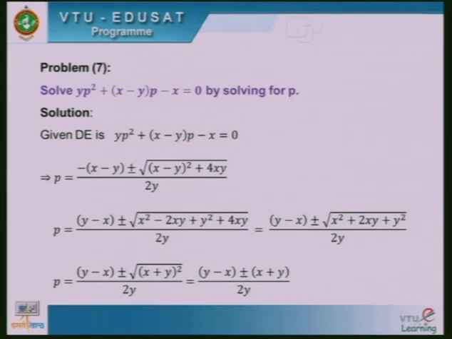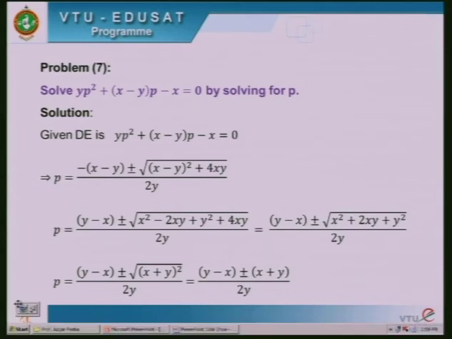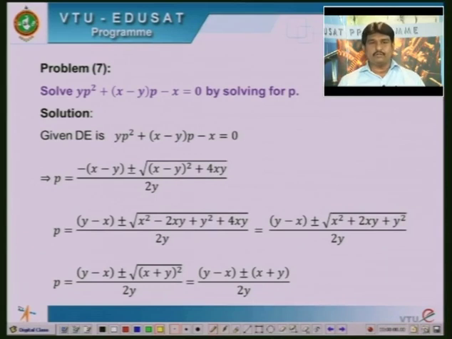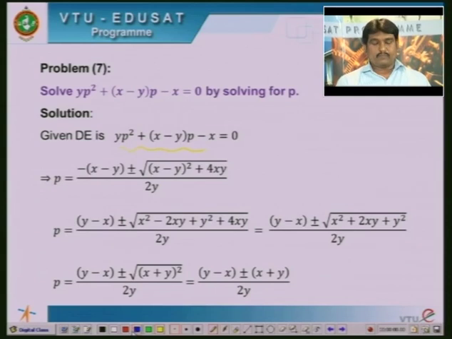In this session, I'll be solving problems on differential equations which are solvable for p. Consider the differential equation y p square plus (x minus y) p minus x equals 0. We have to solve this using the technique of solving for p. Express this equation as a polynomial in p and find the roots of this equation.